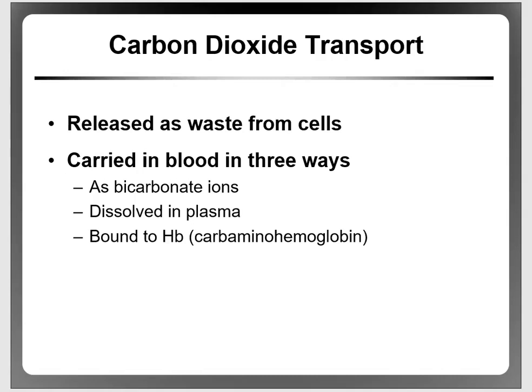One is the bicarbonate ion, and that's due to it dissociating from carbonic acid. The second one is being dissolved in plasma. And the third one is actually being bound to hemoglobin. So hemoglobin can actually bind to carbon dioxide, and that's when it's called carbaminohemoglobin. So first, let's look at bicarbonate ion.